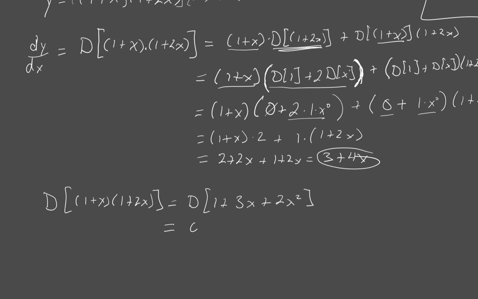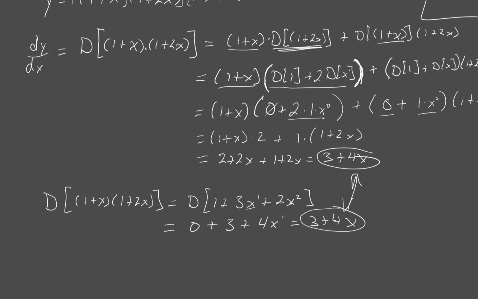I get the derivative of 1 is 0 plus reducing the exponent on x by 1 gives me x to the 0, but I only have a 1 exponent to pull down, so that's a 3. Pulling down the 2 and multiplying gives me a 4. My new exponent is x to the first, so that is 3 plus 4x. We could have multiplied it out and done our differentiation that way. Either way is fine. Sometimes one of these ways will be quicker than the other.